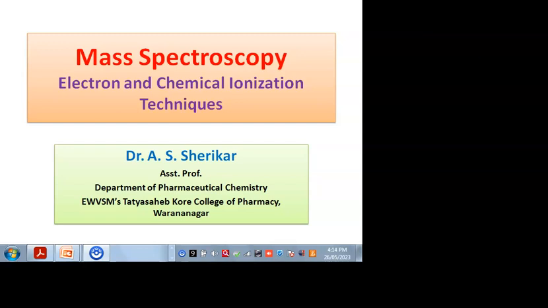Our topic of discussion today is the different ionization techniques used in mass spectroscopy. Ionization is the first step that has to be carried out, meaning the compounds are converted into ions. For the conversion of any chemical compound into its ionic form, different methods and techniques are used. We will see the different techniques used in mass spectroscopy to carry out ionization.